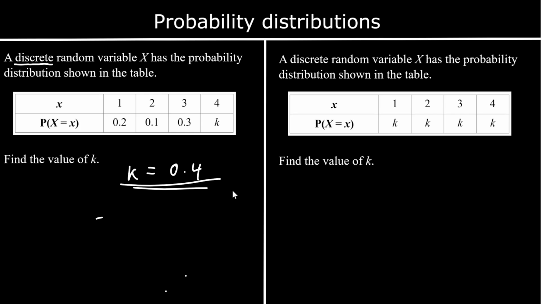Here's a question for you to try. See if you can answer the question. So again, a discrete random variable x has the probability distribution shown in the table, and we can see the probability of 1, 2, 3, and 4, they're the same. So it's called a uniform distribution. And the probabilities are all the same, so they must all be a quarter, or 0.25.